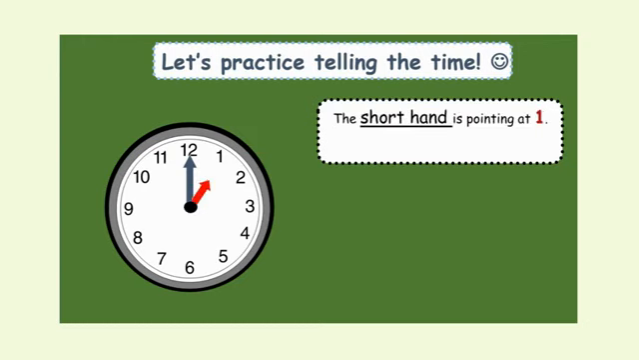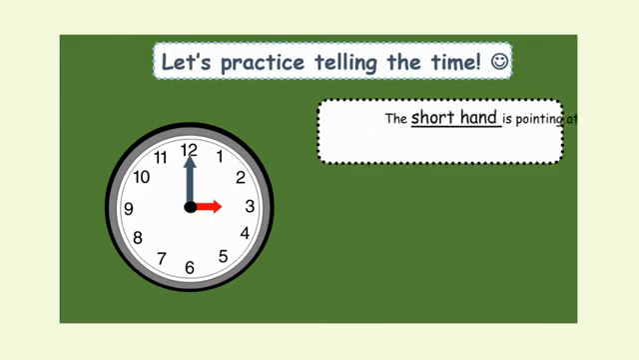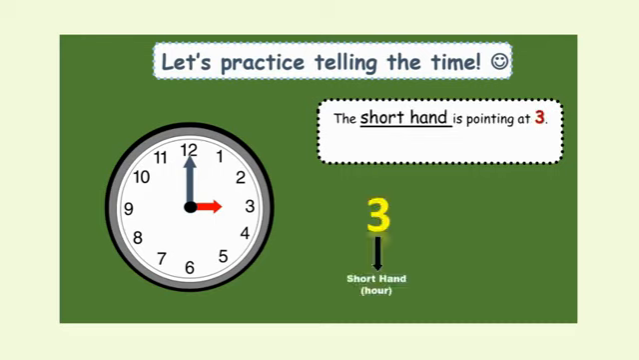This time, the short hand of this clock is pointing at 1, and the long hand of this clock is pointing at 12, so the time is 1 o'clock. How about here? The short hand is pointing at 3, and the long hand is pointing at 12, so it's 3 o'clock.